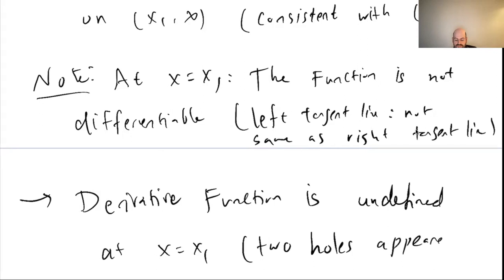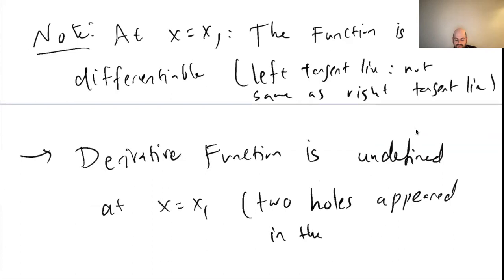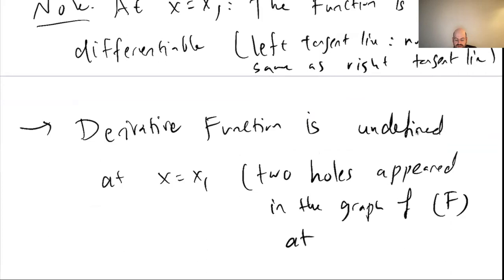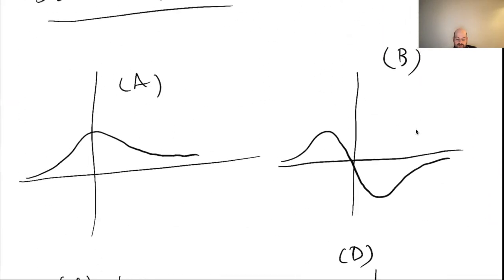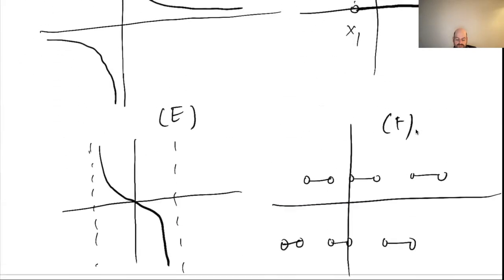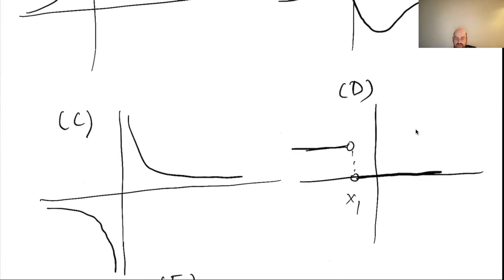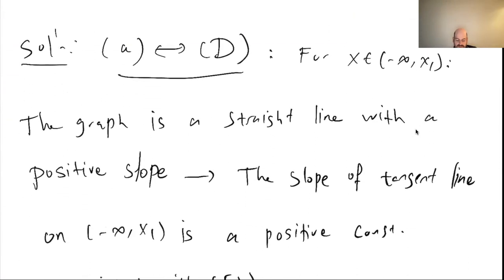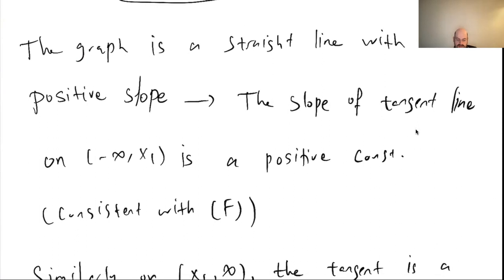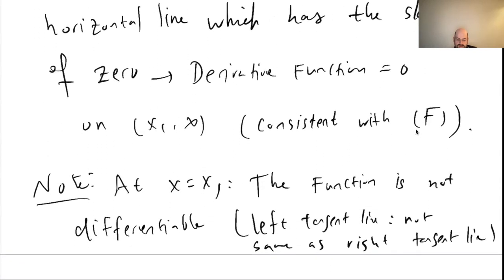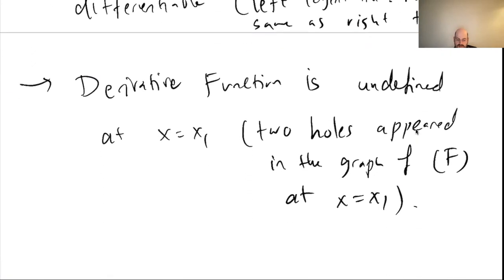And that's why we have two holes appeared in the graph of capital D at x equals x1. Right? So you may wonder why we have two holes here. Oh, sorry, I meant D, this graph. Oh, yeah, here I wrote D. Here, by mistake, I said F, I meant D. And also here, I meant D. Here, I meant D.